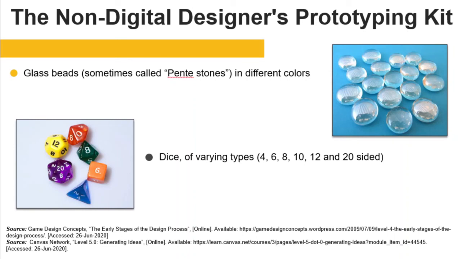Glass beads, sometimes called spent stones, in different colors. These make great markers, counters, and playing pieces, just like in the given figure. Dice of varying types, just like in the given figure or image: 4, 6, 8, 10, 12, and 20 sided. Several of each type in different colors. These provide independent random variables as opposed to the dependent randomness of the card draws. Note that the dice can also make decent playing pieces that can simultaneously store a single number on them. For example, a 6-sided die could represent a warrior with up to 6 hit points.